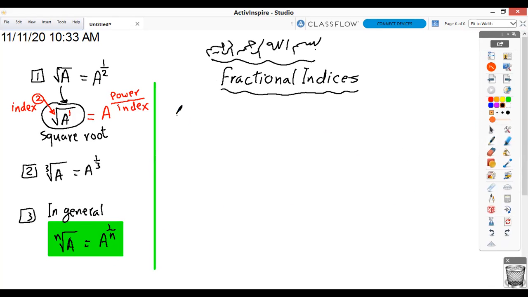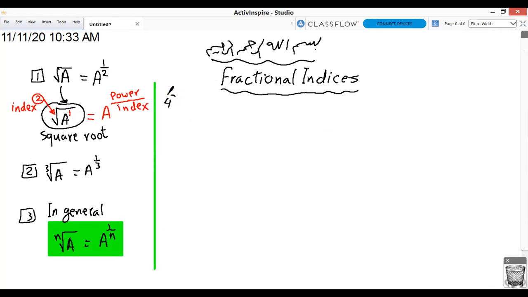Then again, number 4, if you write nth root for a power m, it will be a power, yes, m over n. Very good, mashallah. My best boy.